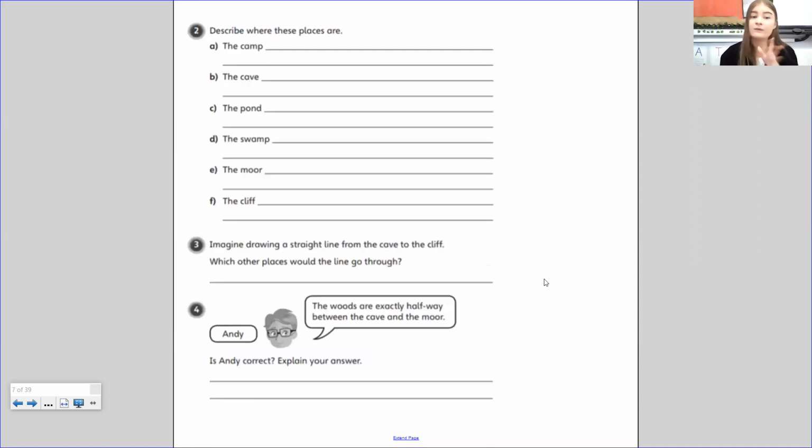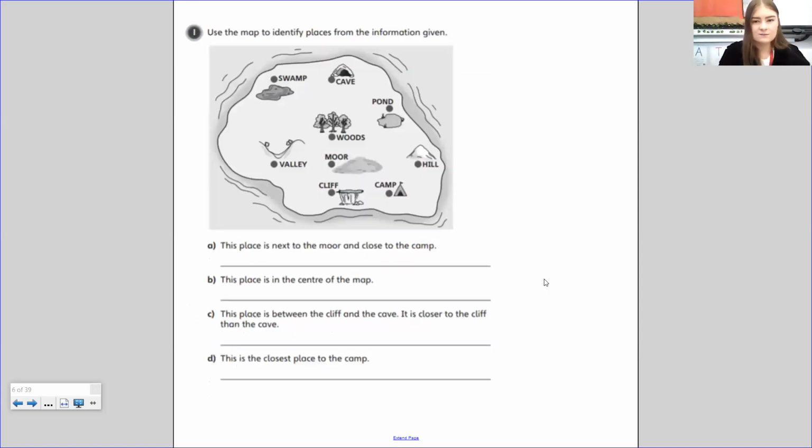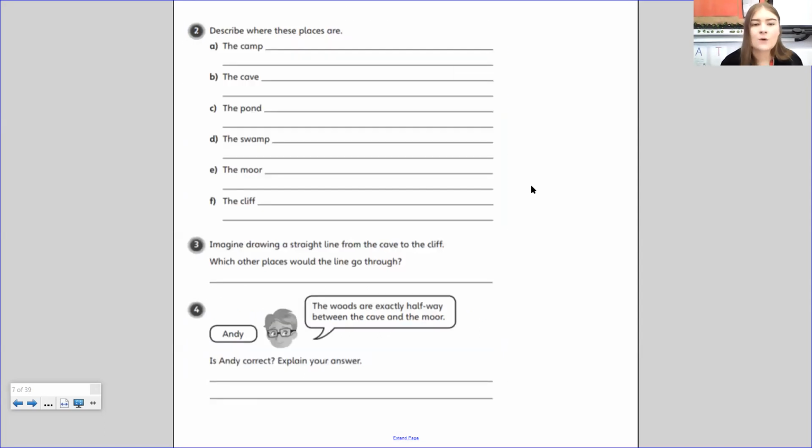And then number 3, imagine drawing a straight line from the cave to the cliff. So you can either draw a line if you've got a printout, or you can put up a pencil or a ruler across your screen so that you can see what that line would look like. So what is going to be between the cave and the cliff? So here's the cliff, here's the cave. What is through the middle of the cliff? Okay, which other places would the line go through? Now it says places, so maybe there are more than one.